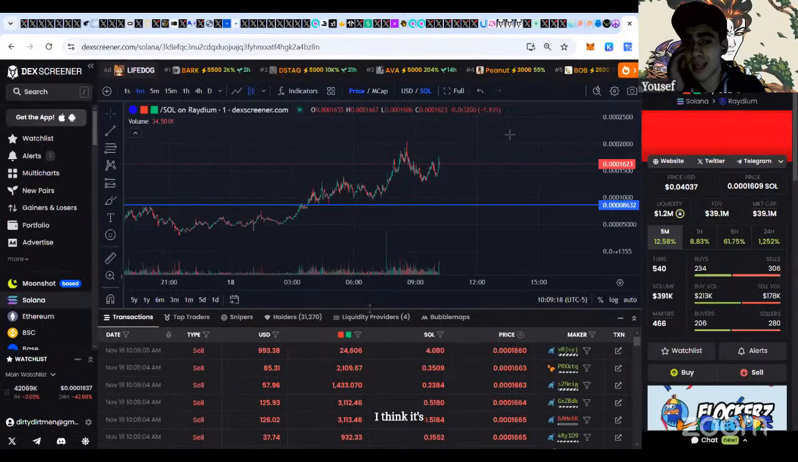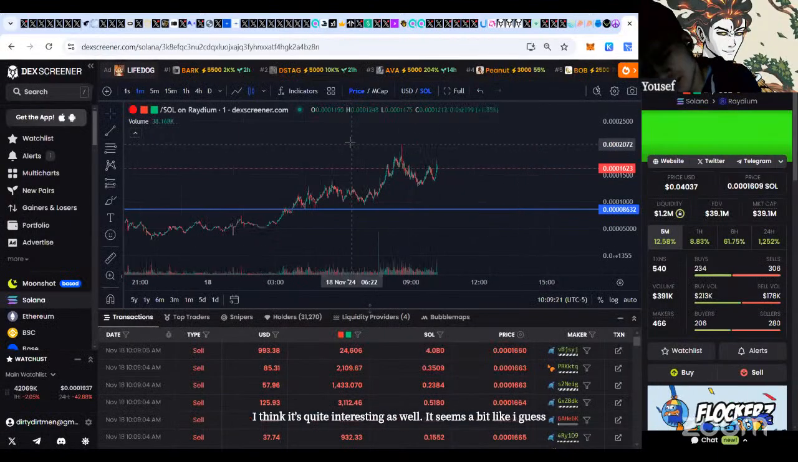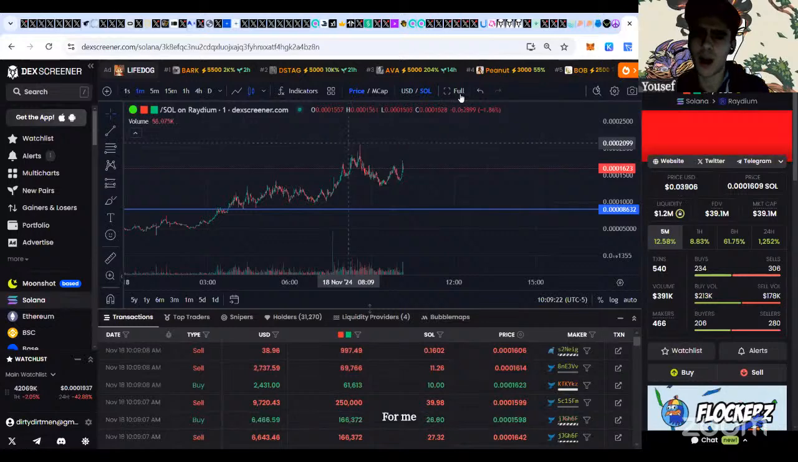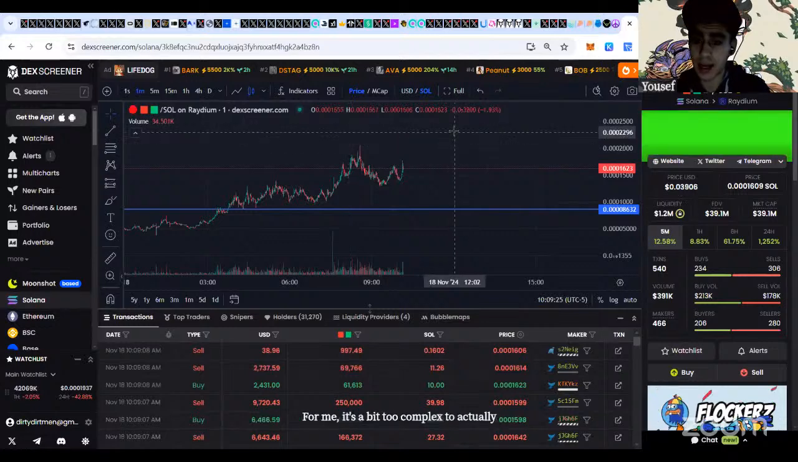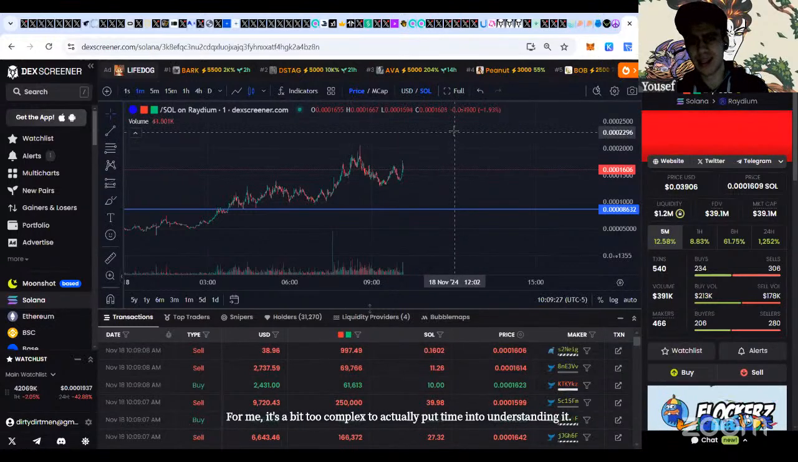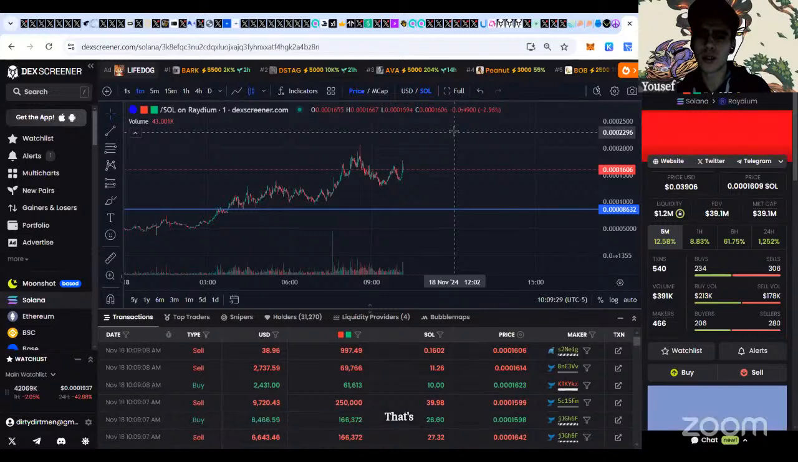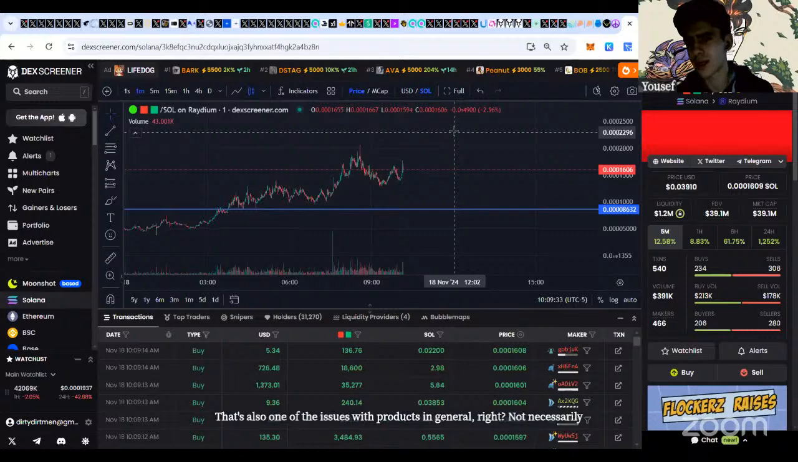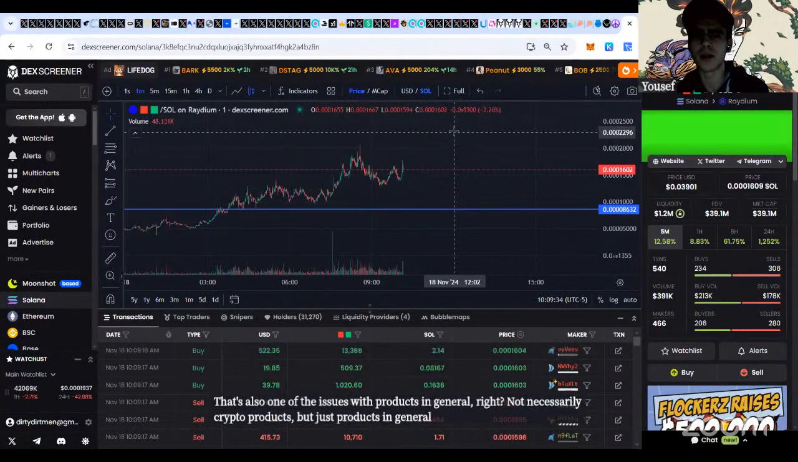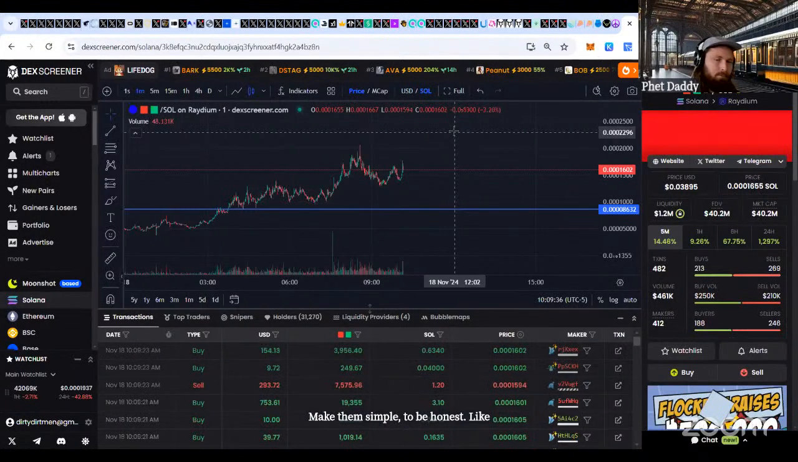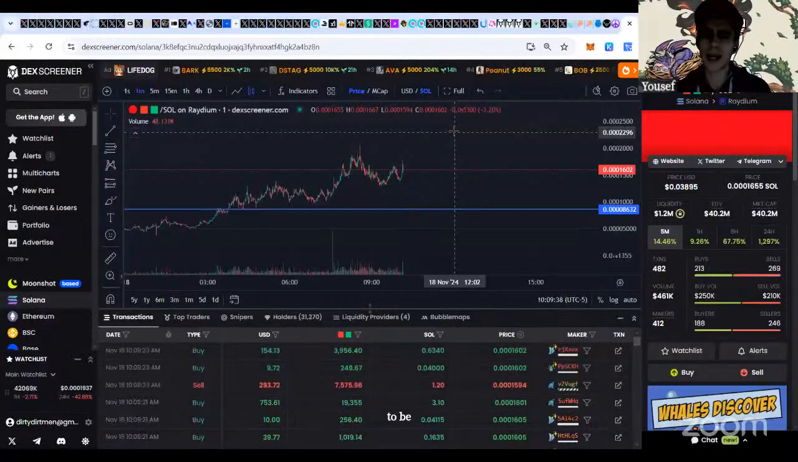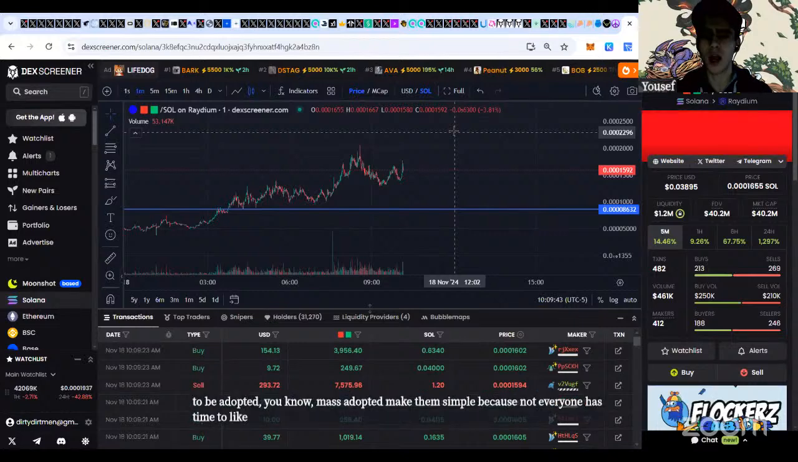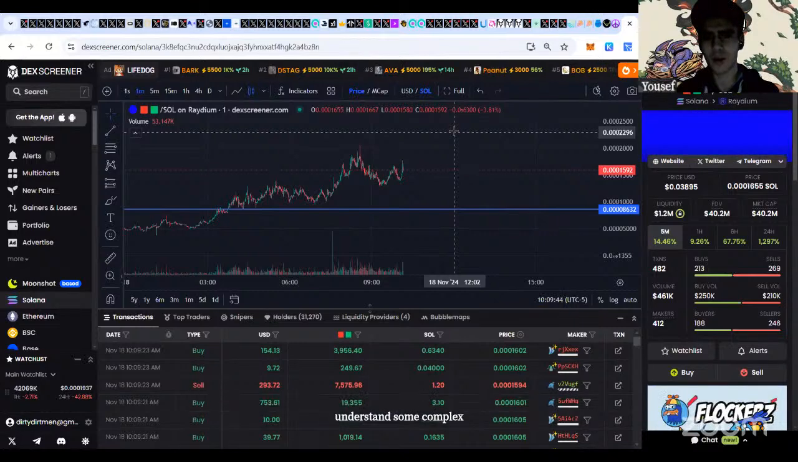It seems a bit too complex for me to actually put time into understanding it. That's also one of the issues with products in general, right? Not necessarily crypto products, but just products in general. Make them simple, to be honest. If you want them to be mass adopted, make them simple, because not everyone has time to understand some complex type of game or whatever it is.